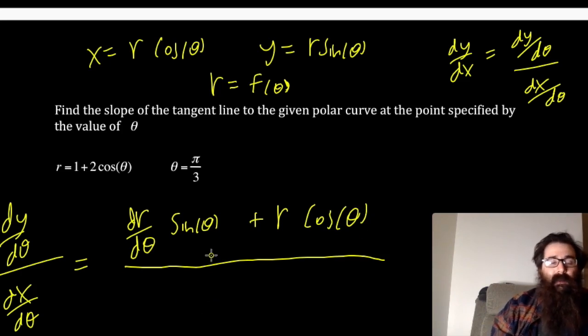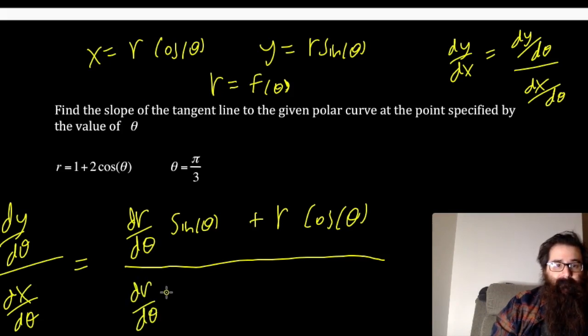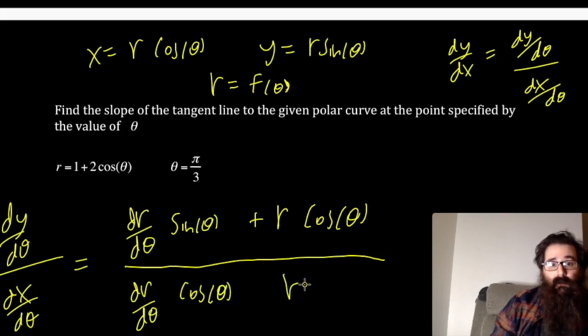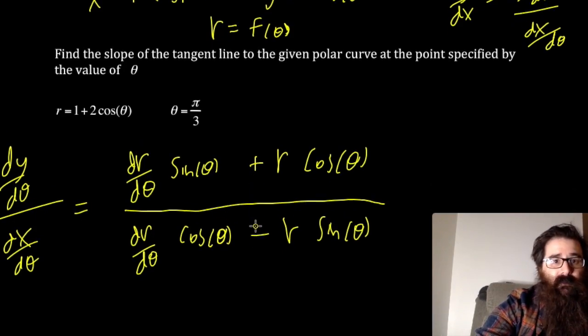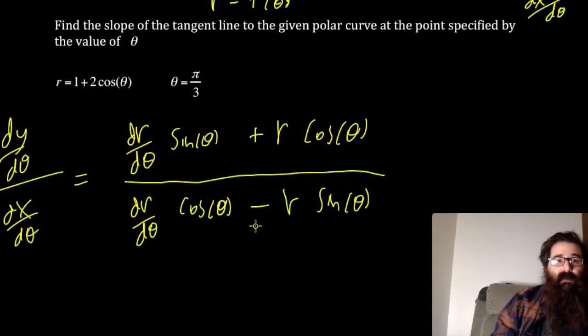And now in the denominator, I want to do the same thing, but with x. I want product rule. I can first differentiate r, which gives me dr d theta. And then cosine theta comes along. And then I can add to this. Now I can rewrite r times the derivative of cosine theta, which is negative sine theta. So that sign flips in between. So this is actually the formula that we would use in order to find our first order derivative when working with polar coordinates. And I have all the pieces that I need except for one piece.